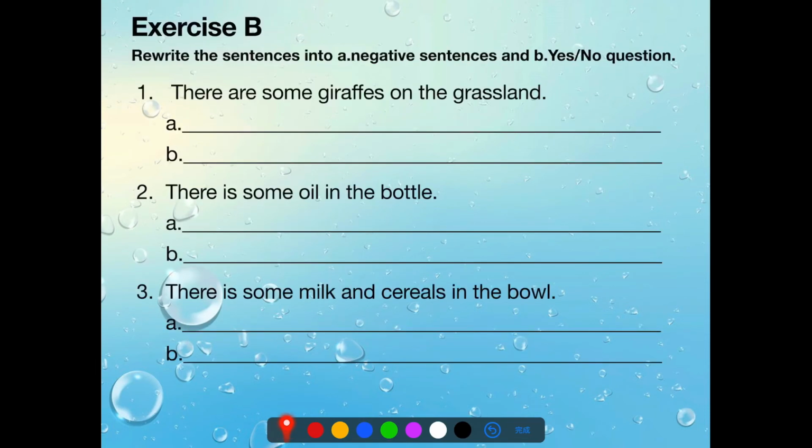Now let's try exercise B. We write the sentences into A, negative sentence, and B, yes no question. Take your time.